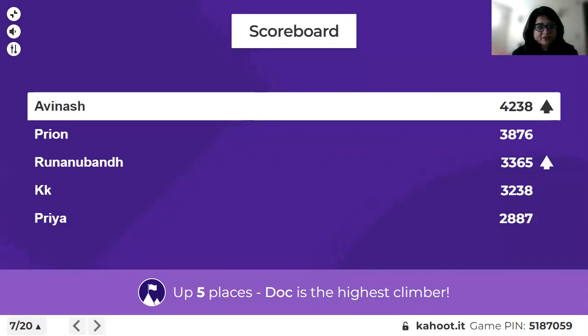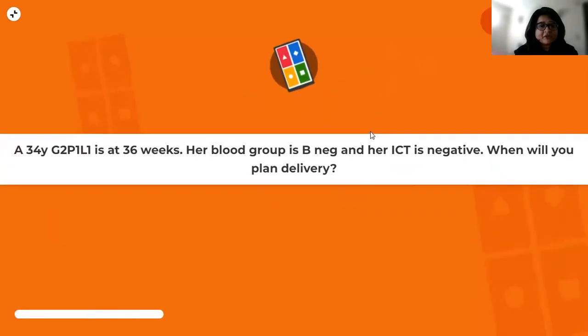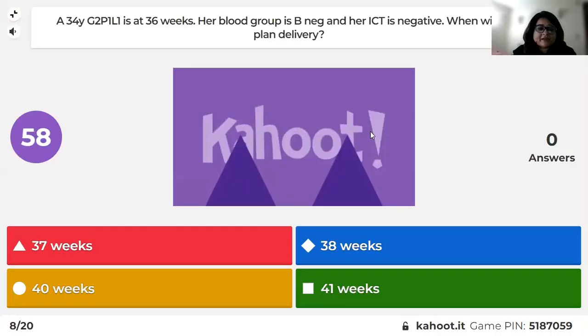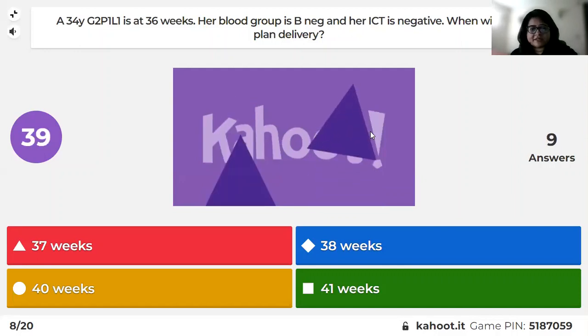Next question. Again RH negative, 34-year-old G2 at 36 weeks, her blood group is B negative and her ICT is negative. When will you plan delivery? She is RH negative, ICT is also negative. 37, 38, 40, 41. Quickly, all of you answer. Easy question this is.